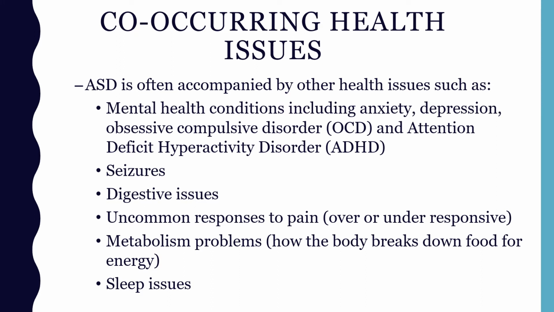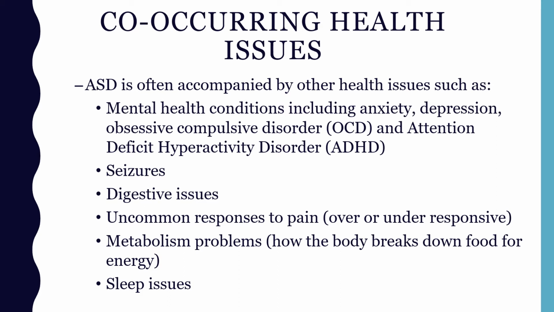There are many health issues that are common with individuals with autism spectrum disorder, which may contribute to some of the challenges they face. These may include mental health issues such as anxiety, depression, obsessive compulsive disorder, or attention deficit hyperactivity disorder. Other issues you may notice are seizures, digestive issues, metabolism problems, which are how the body breaks down food for energy, and sleep issues. We'll talk about all these in a minute.